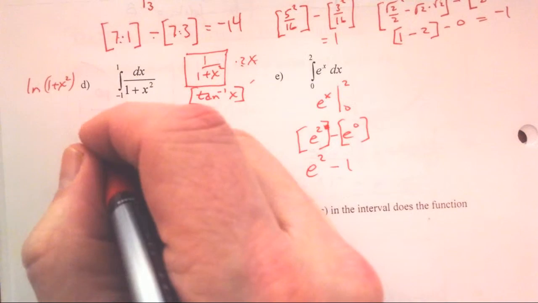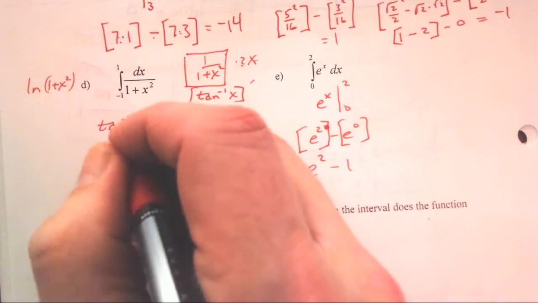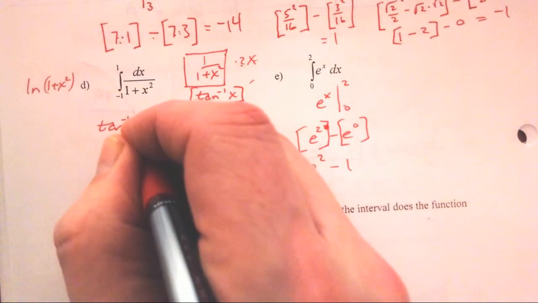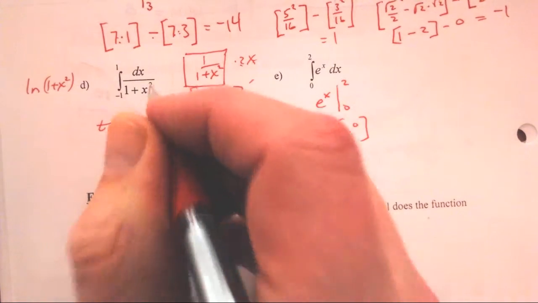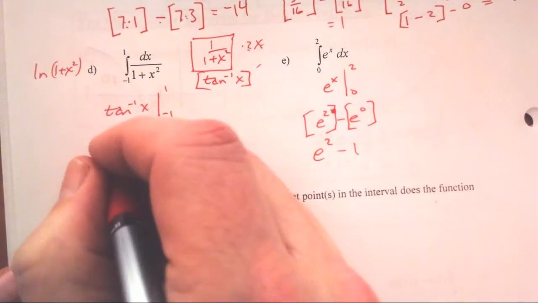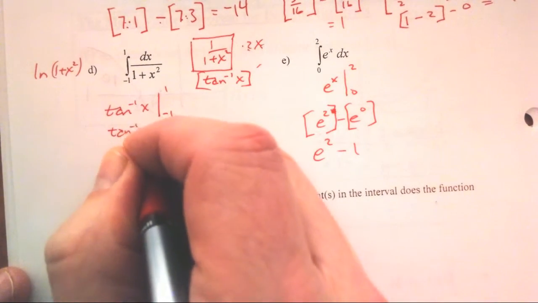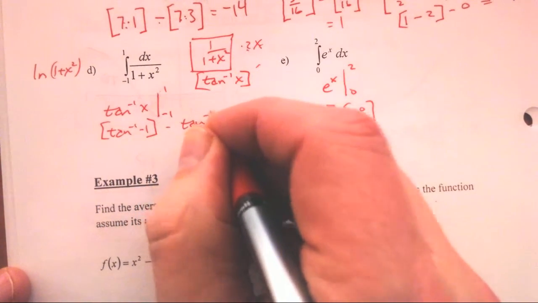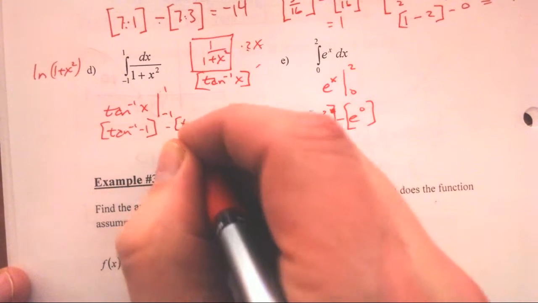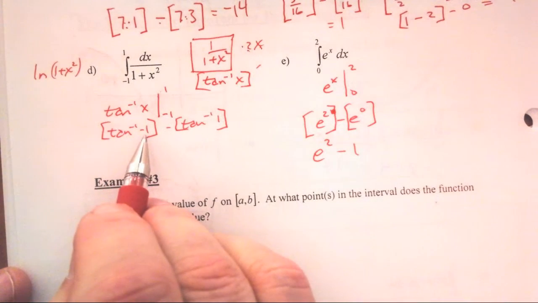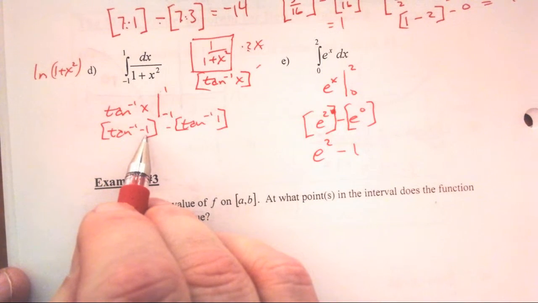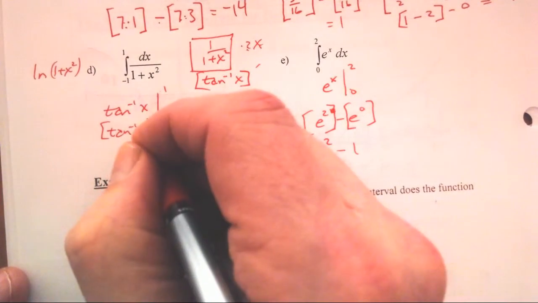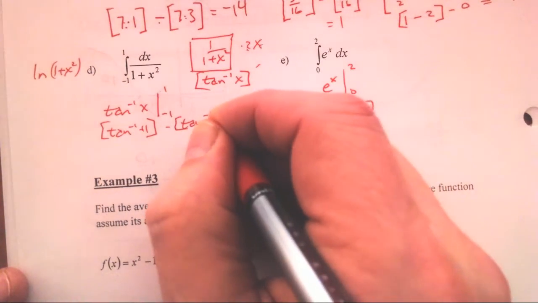Sneaky. So this is tangent inverse of x as x goes from -1 to 1. That is tangent inverse of 1 minus tangent inverse of -1. So we ask, when is the tangent -1? Oops, this should be the positive one. Sorry, you knew that. This should be the negative one.